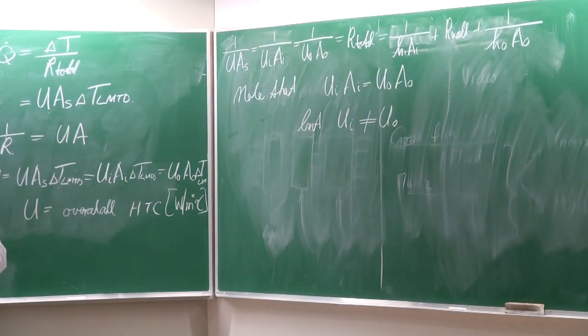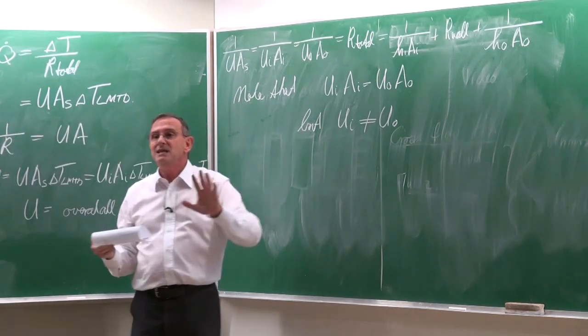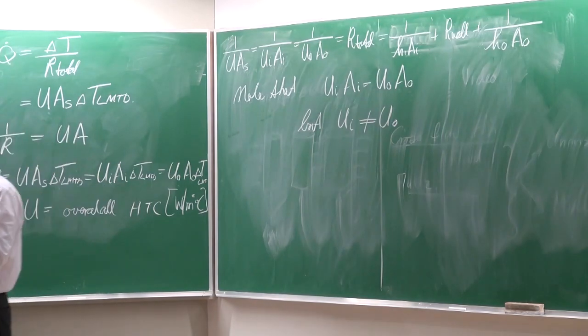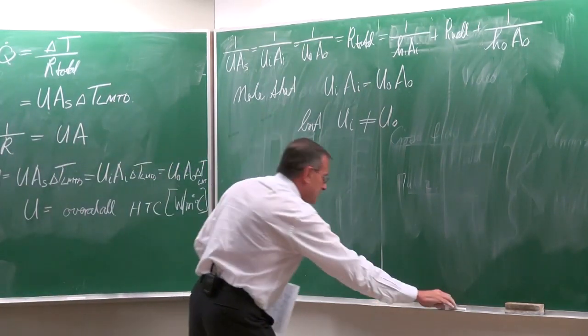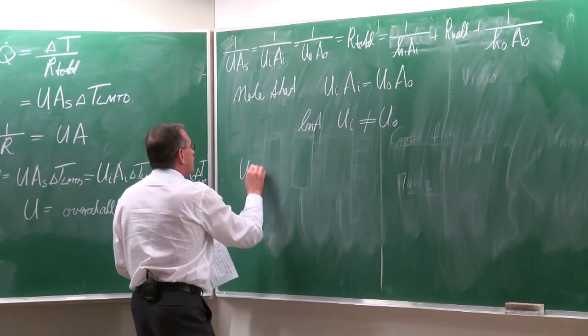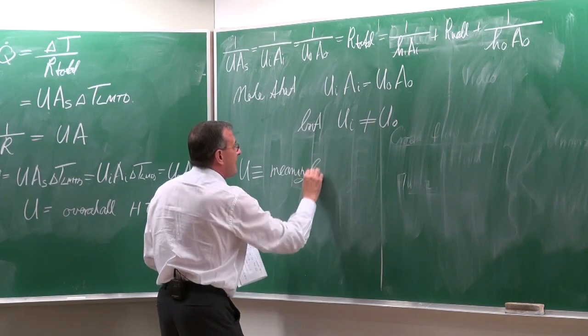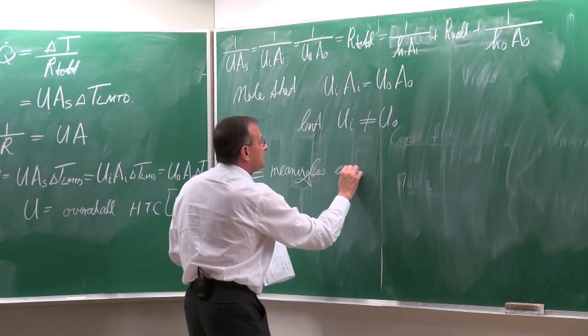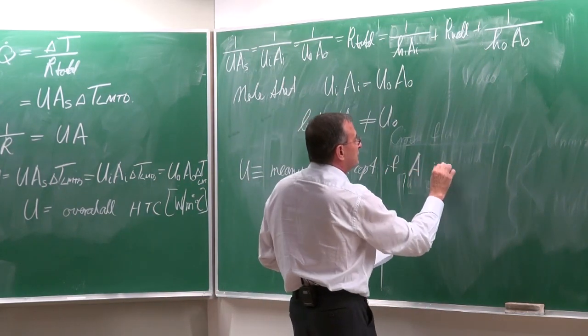Okay. Now why? So the overall heat transfer coefficient is meaningless except if the area is defined. Very important. U is meaningless except if area is defined.